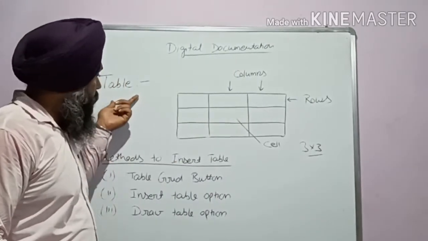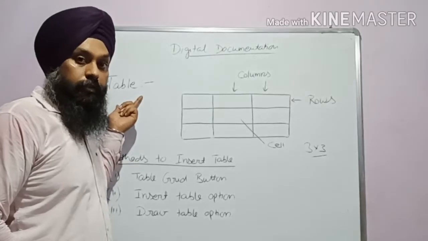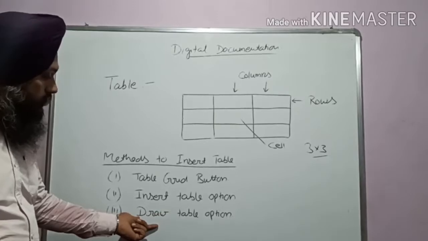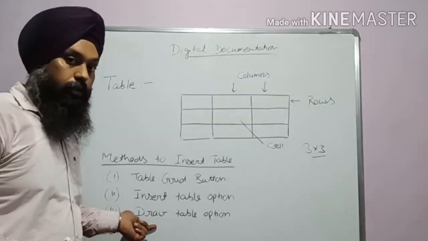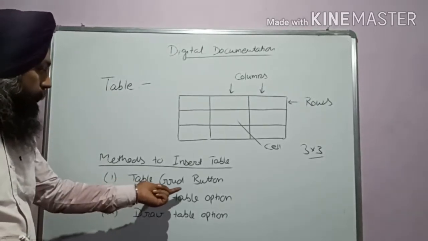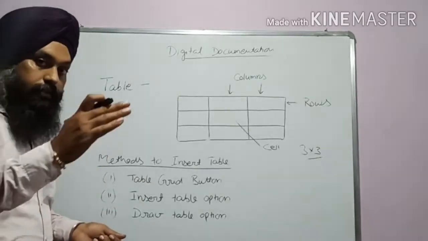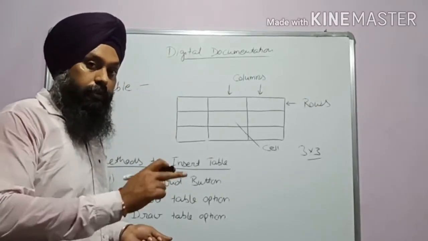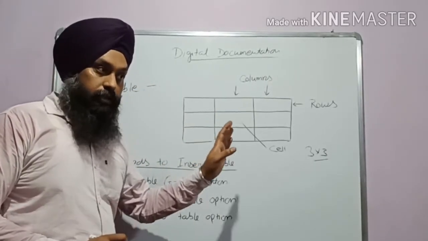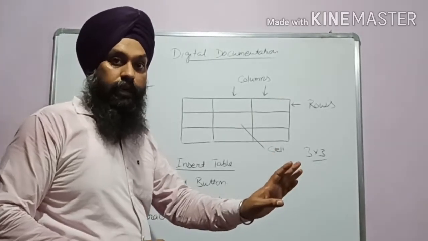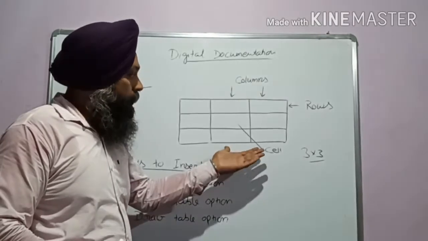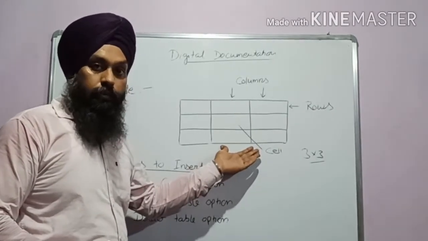The Table option is present under the Insert tab and in the Table group. There are three methods to insert a table into our document. The first method is through the grid button. Under the Insert tab, we have the Table group. When we click there, a grid menu will open, and from the grid just drag the mouse over the columns and the rows which you want to insert and click on the Enter button. An empty table will get inserted on the page.